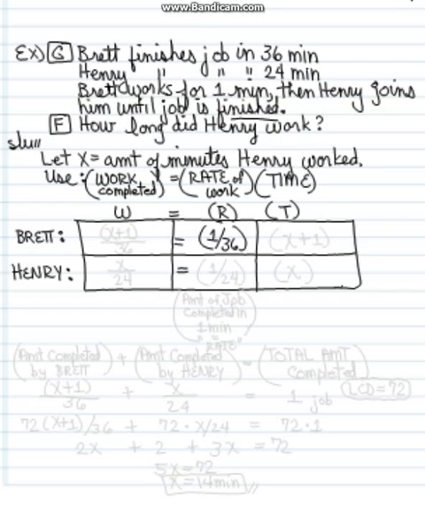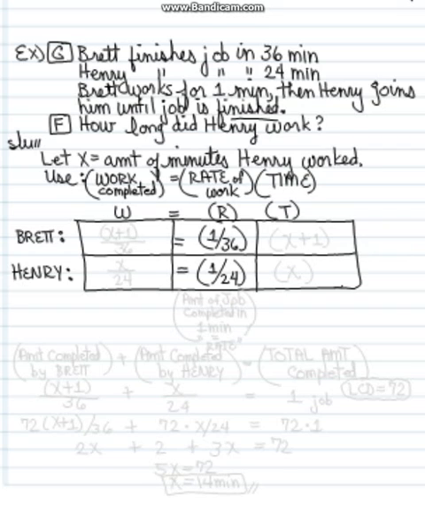Okay, so let's talk about this Brett dude. He can do the entire job in 36 minutes. So what rate of speed is he working? If he can do the entire job in 36 minutes, then how much of the job can he complete in 1 minute? He does 1/36 of the entire job. That's his rate of speed, 1/36. Okay, and let's see. Old Henry can do the entire job in 24 minutes, so his rate of speed is 1/24. In other words, that's the amount that he can do in 1 minute.